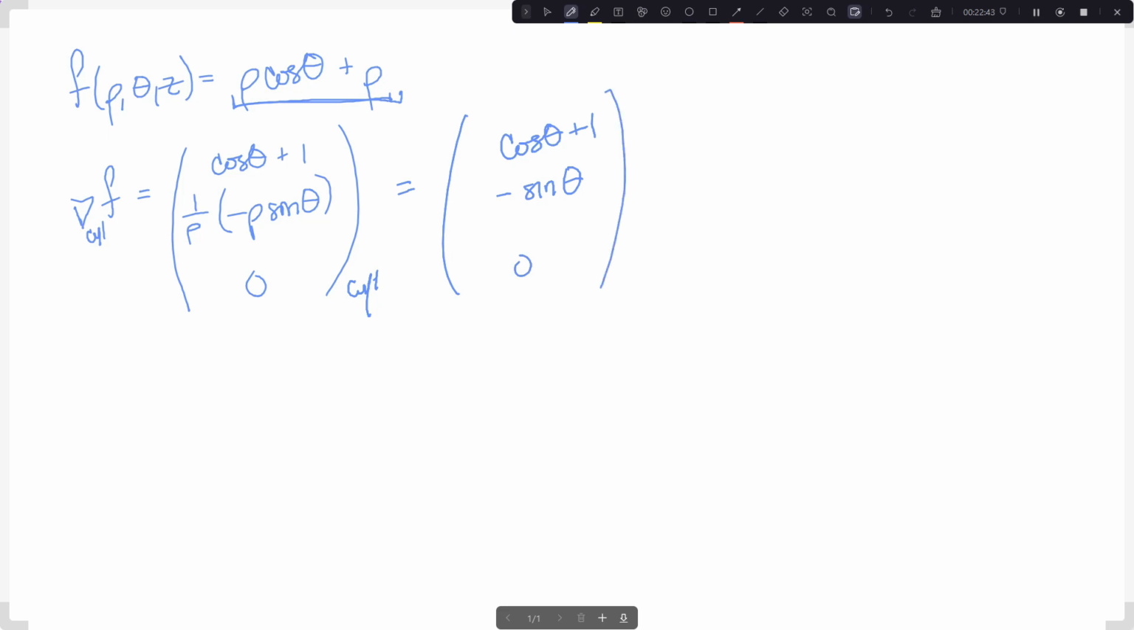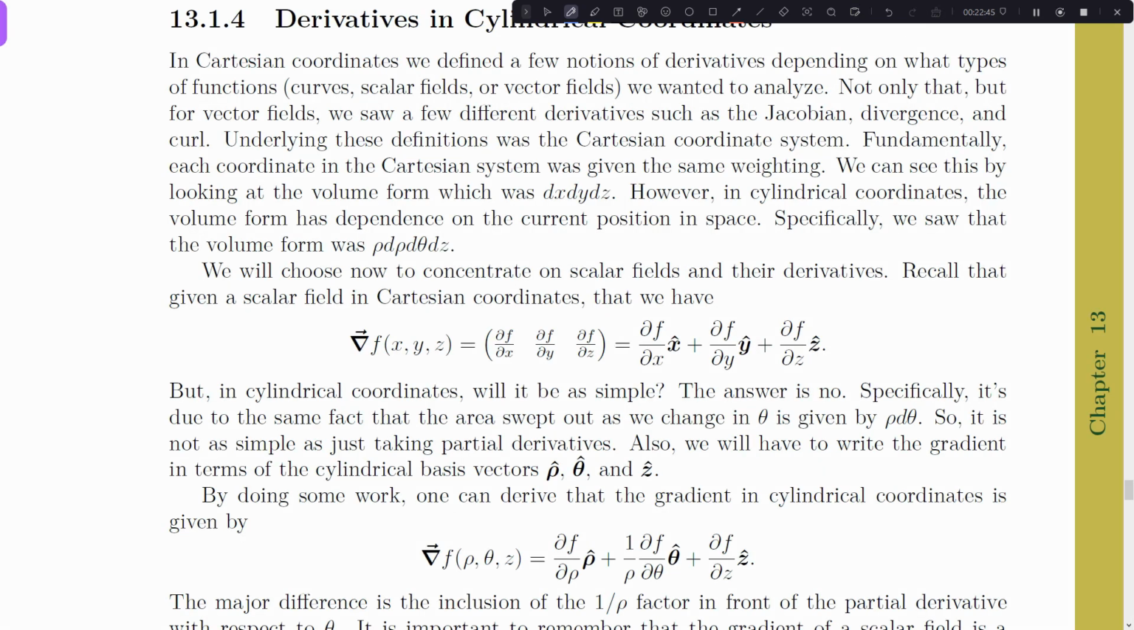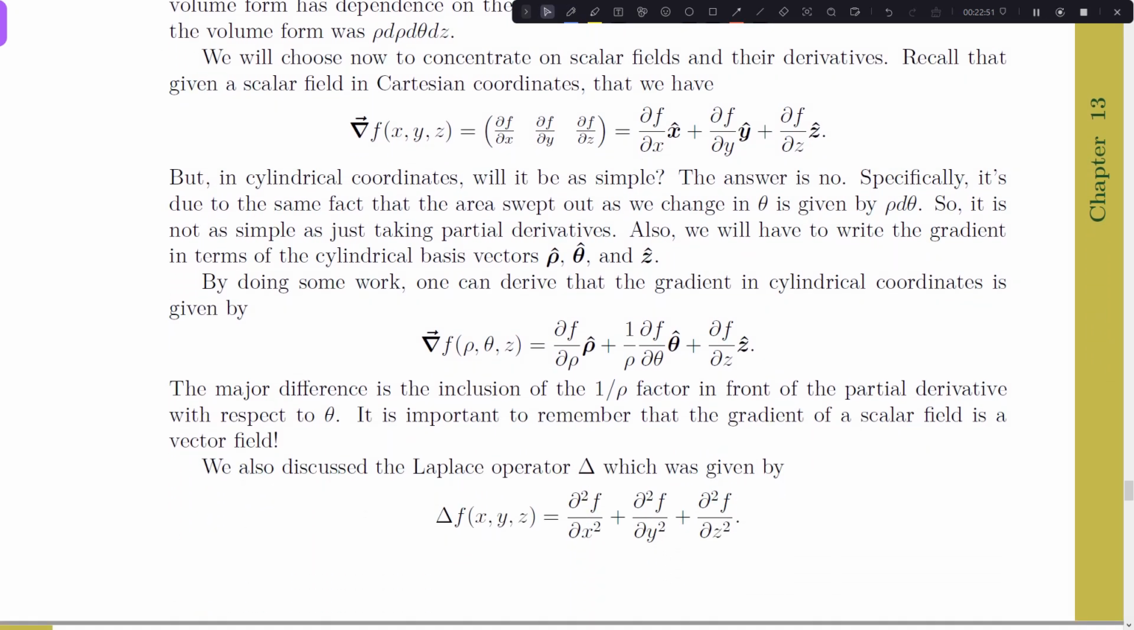There's a nice example of gradient in cylindrical coordinates. Let's jump back to the book. The last step I want to talk about is the Laplacian in cylindrical coordinates, because if the Laplacian is the gradient dot the gradient, and the gradient in cylindrical coordinates is modified, then the Laplacian in cylindrical coordinates is the gradient in cylindrical dot the gradient in cylindrical.